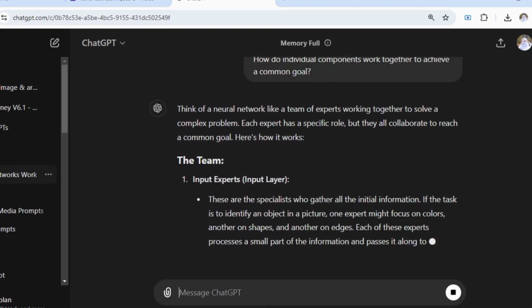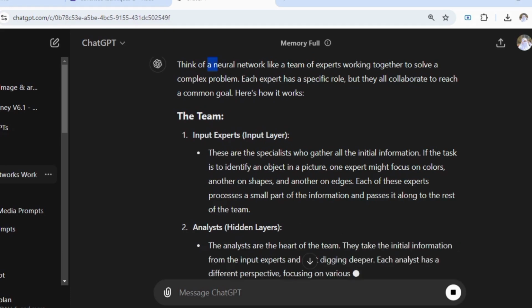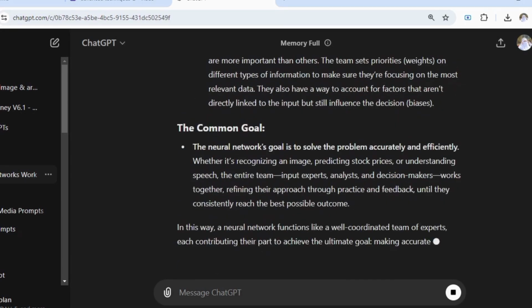By using an analogy, we make the concept more accessible and easier to understand. The AI model can now draw parallels between the two concepts and provide a more detailed explanation. Hope you guys understand this term, analogy.